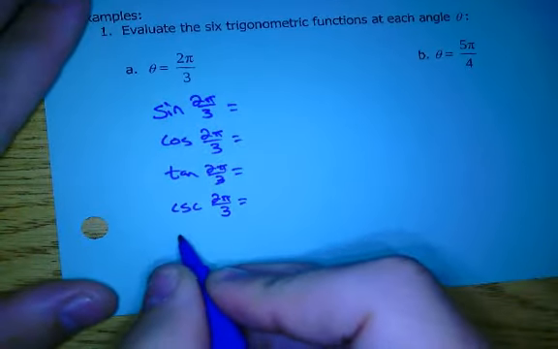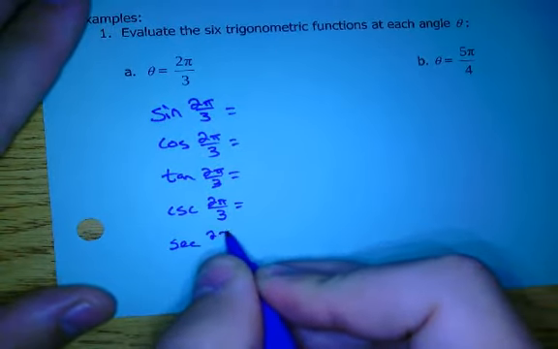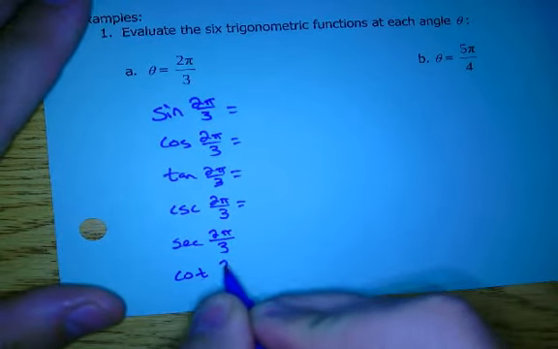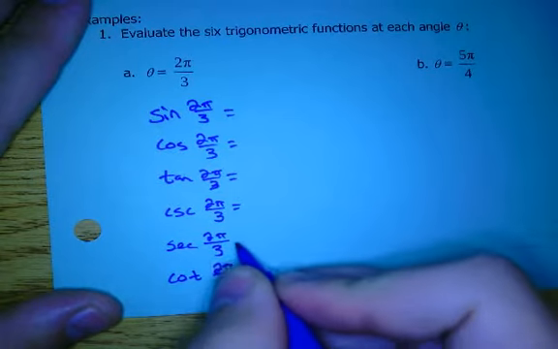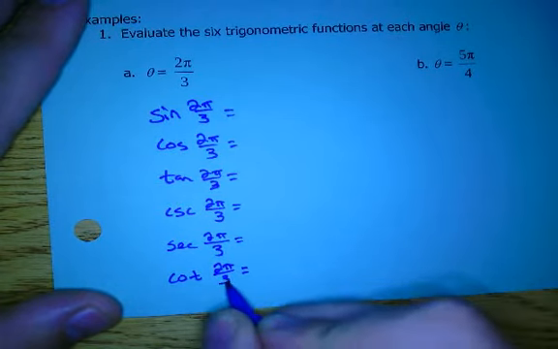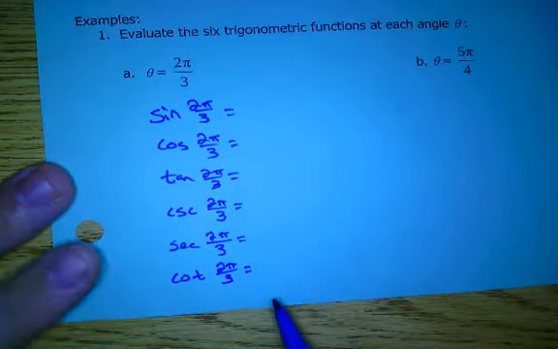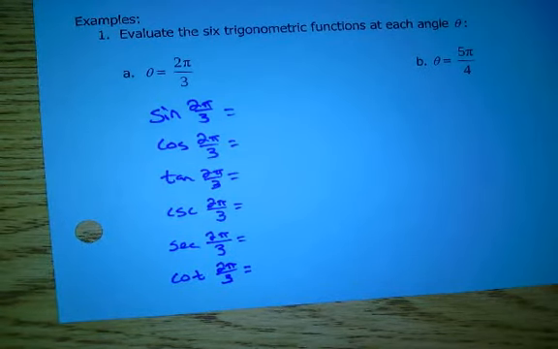I need to know what secant is. I'm just writing down what this question is really asking. So it says to evaluate the 6 trig functions, so I'm just giving you all of those. On your quiz or a test, they usually could ask for one, but I'm asking for all of them.